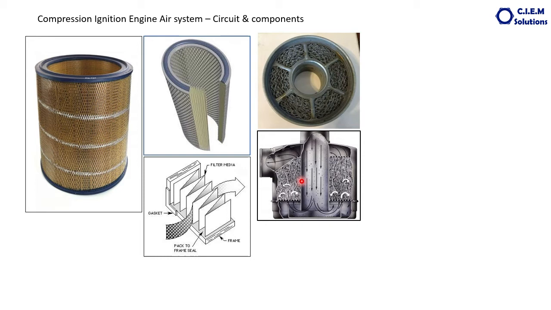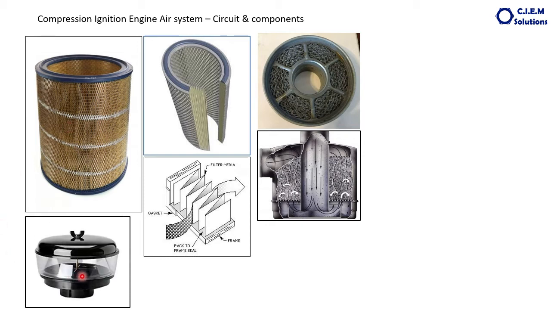Majority of the construction machines do have this type because primarily majority of the dust or heavy dust particles are filtered in this oil bath, and whatever leftover micro dust particles are there will be filtered through this paper media, this dry type filter element. This is called combination type air filter.